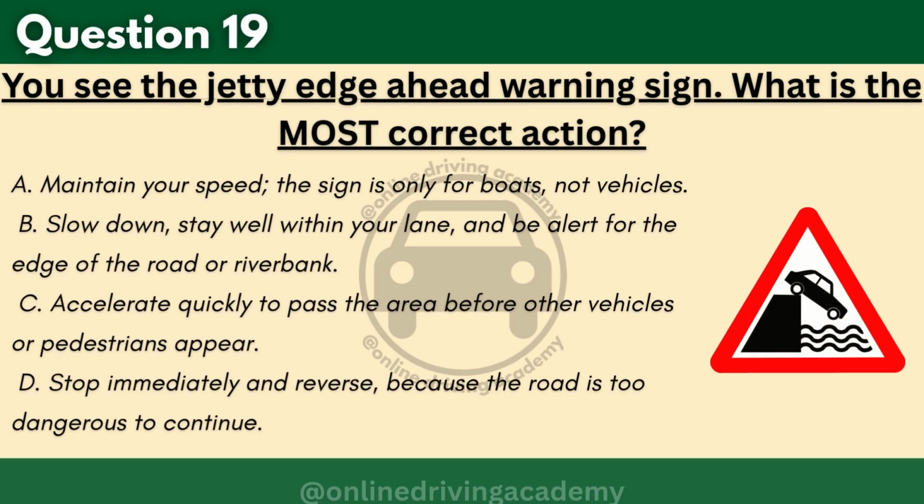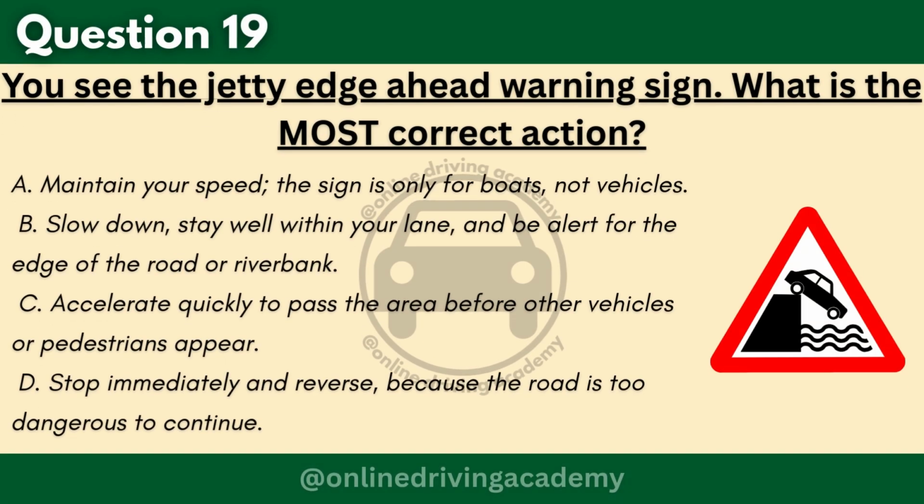Now for our next question, it says, you see the jetty edge ahead warning sign. What is the most correct action? Is it option A, maintain your speed, the sign is only for boats, not vehicles? Obviously in the sign you can see there's a vehicle there, so obviously option A would be immediately incorrect.